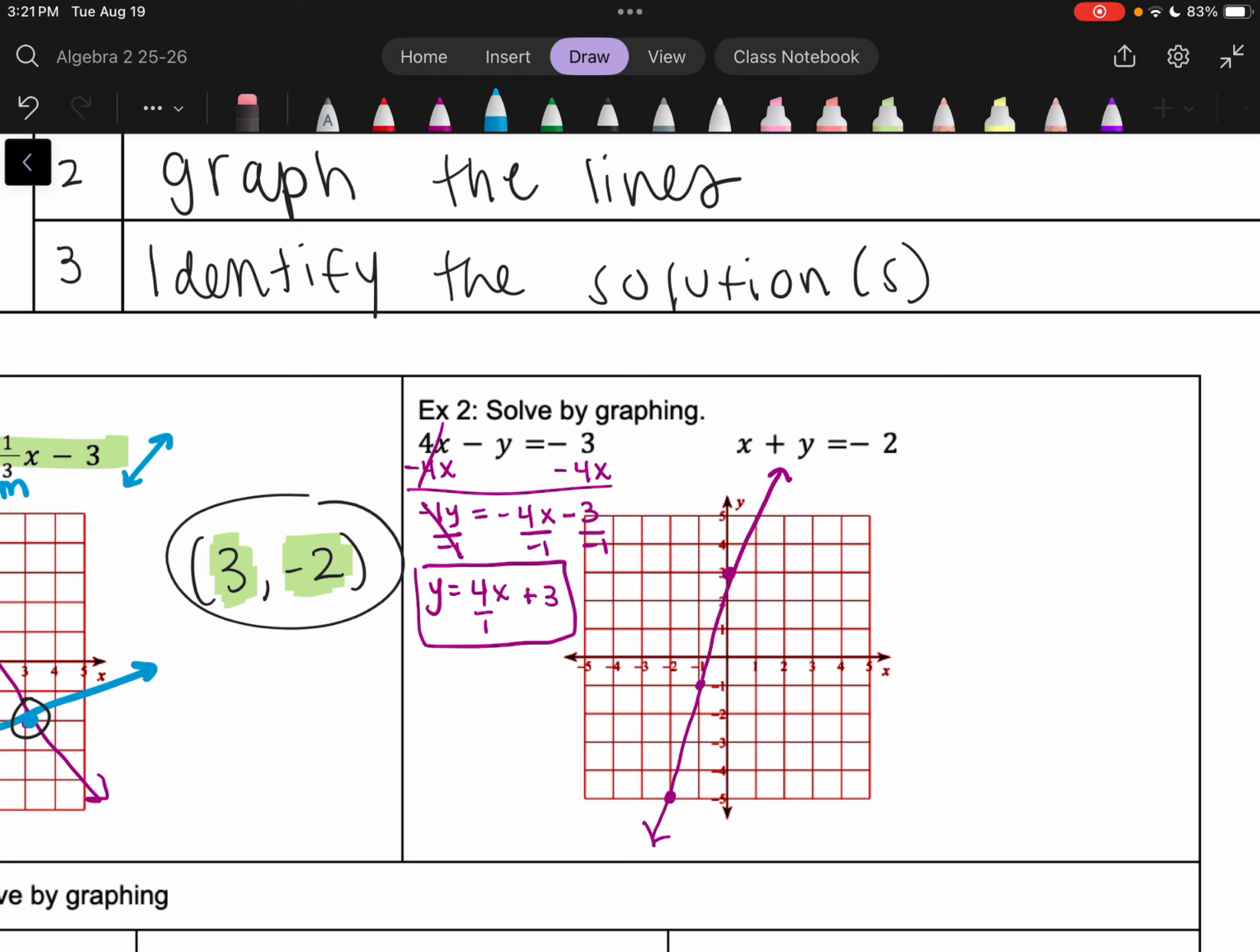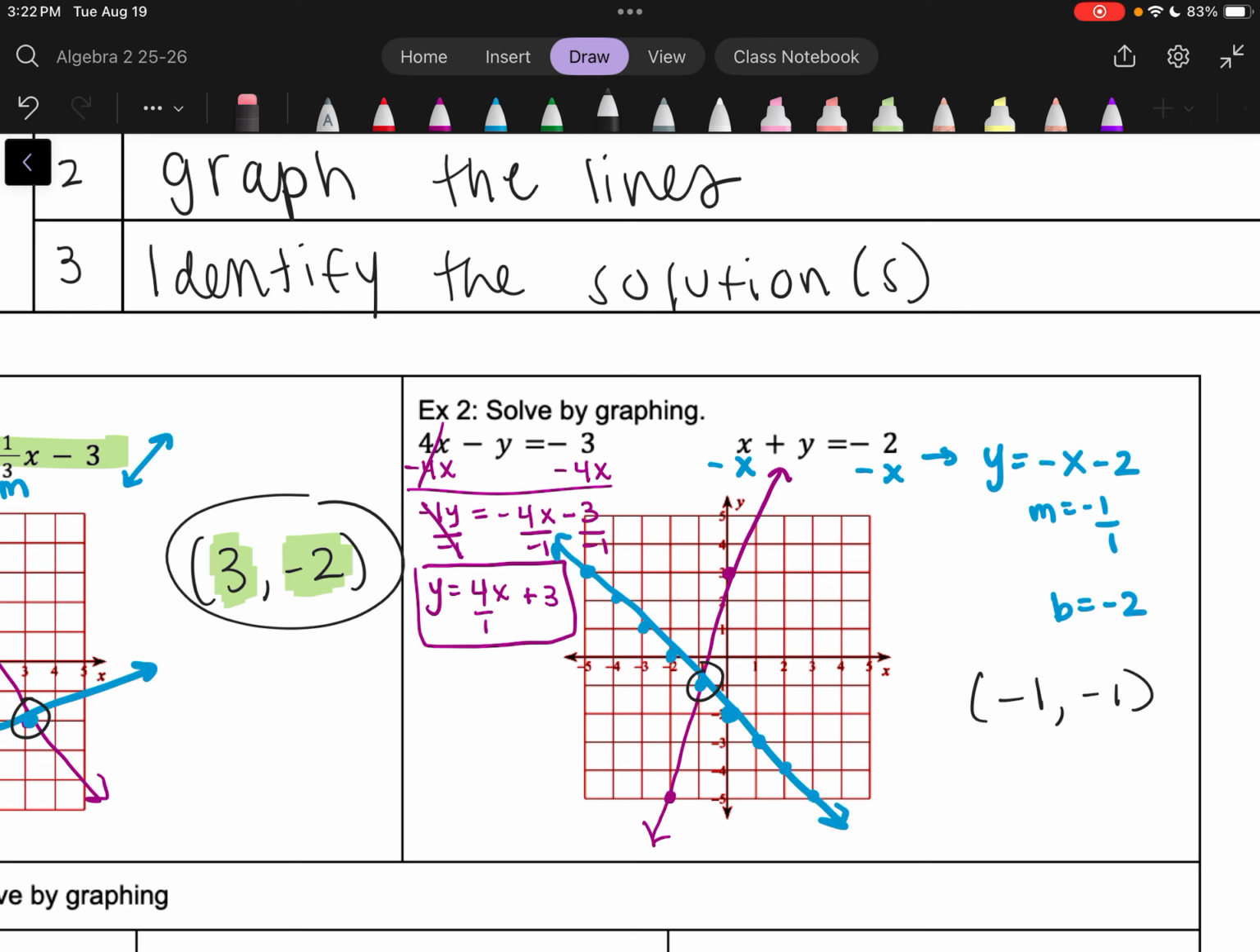Okay, second one, we are going to subtract x on both sides. So I have y equals negative x minus 2. So slope here, remember that's a negative 1, and then the y-intercept is negative 2. So I'm going to start at negative 2, the negative line, so down 1 to the right 1. Then you can go back up, which you need to, because you can see now you have your intersection point. So it looks like your intersection point here is at negative 1, negative 1.